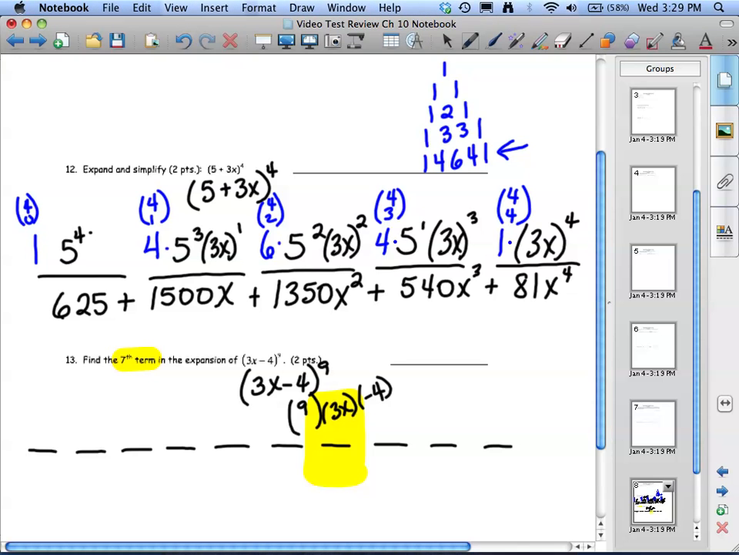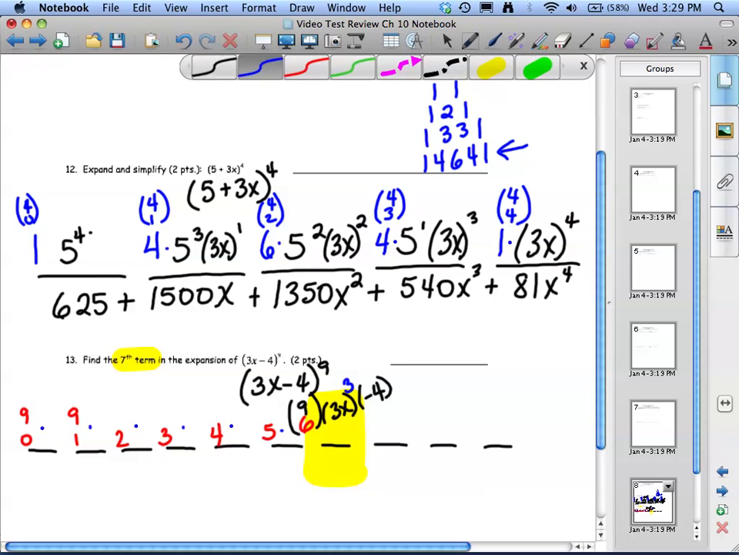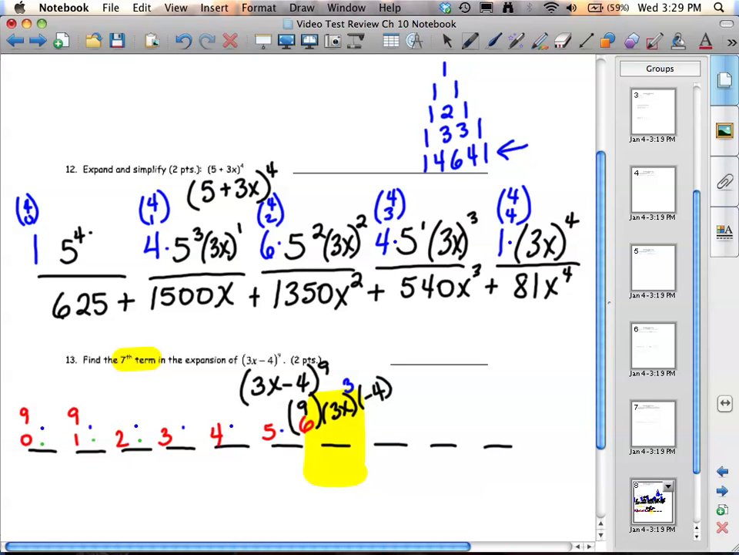Well, if I think about it, this is 9 choose 0, 9 choose 1, 9 choose 2, 9 choose 3, choose 4, choose 5, choose 6. 3x starts at the 9th, 8th, 7th, 6th, 5th, 4th, 3rd. And these start at 0. Negative 4 to the 1st, 2nd, 3rd, 4th, 5th, 6th. And so then I can just work all that out.